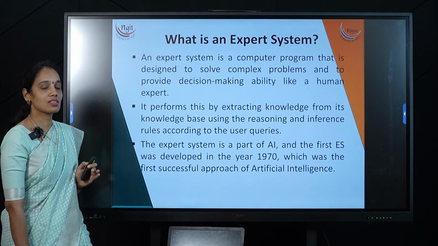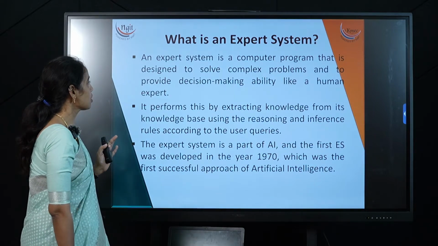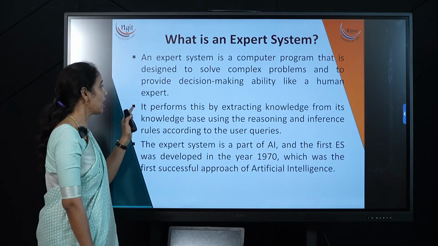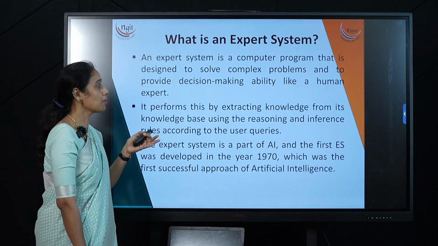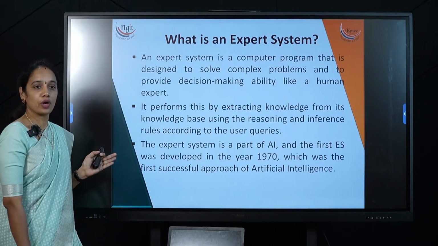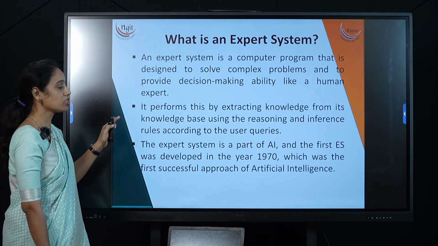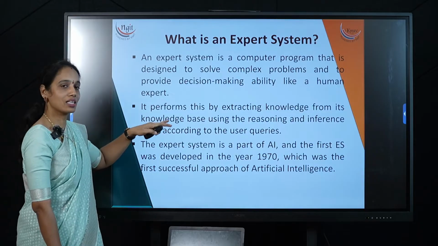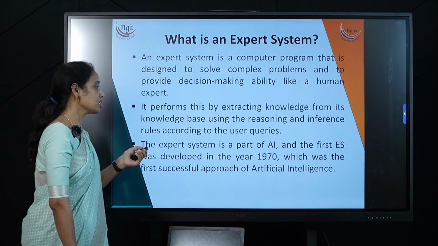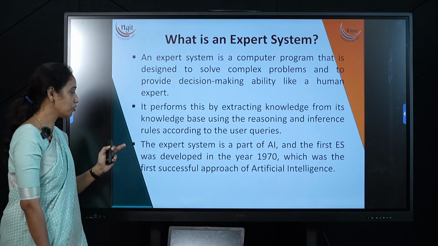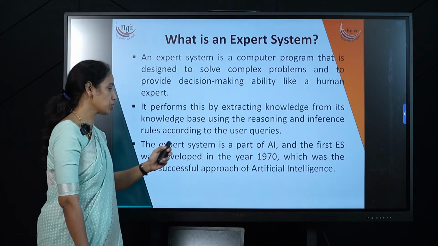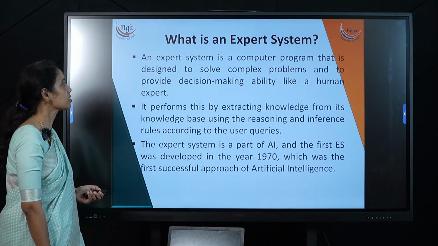So what is an expert system? An expert system is a computer program that is designed to solve complex problems and to provide decision making ability like a human expert. It performs this by extracting knowledge from its knowledge base, using reasoning and inference rules on the user queries. The expert system is a part of AI, and the first ES was developed in the year 1970, which was the first successful approach to artificial intelligence.